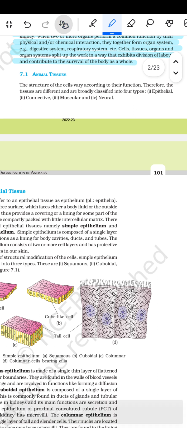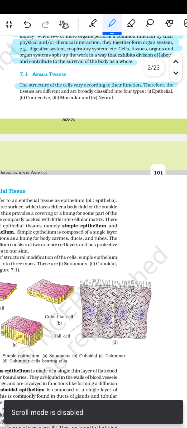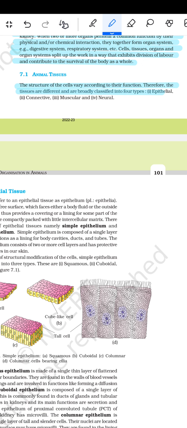Then comes animal tissue. The structure of the cells varies according to their function. Therefore, the tissues are different and are broadly classified into four types: epithelial, connective, muscular, and neural.